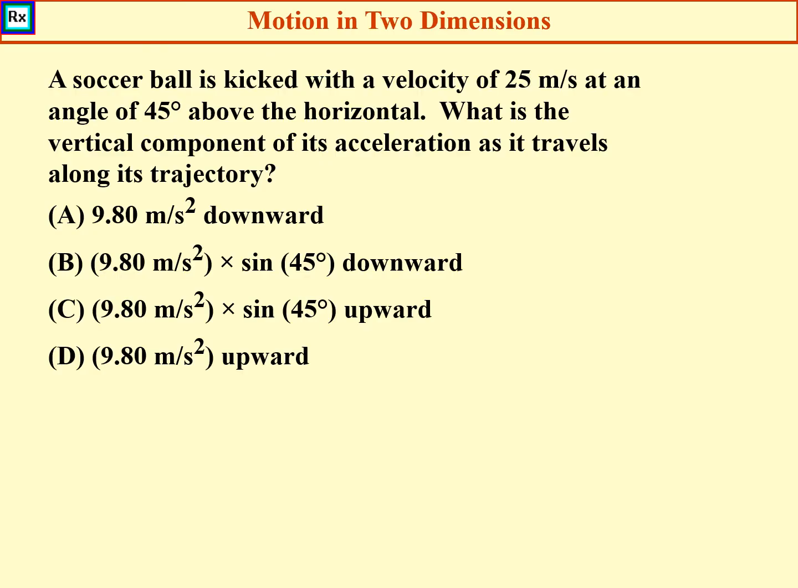All right, a soccer ball is kicked with a velocity of 25 meters per second at an angle of 45 degrees above the horizontal. What's the vertical component of its acceleration as it travels along the trajectory? Quite honestly, you don't need to know anything about the velocity. The vertical component of acceleration is always going to be negative 9.8, so downward 9.8 meters per second squared.